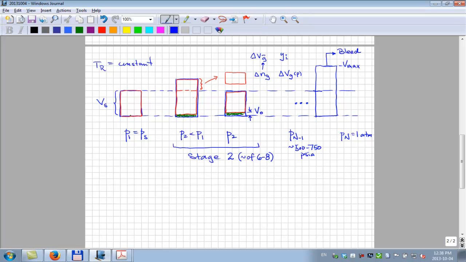And then in a sense you kind of reach this condition that you're back to the volume. It doesn't really happen that way, but we'll just say that all of what was bled here, all of this is removed. So that would be the last amount of gas in stage N.